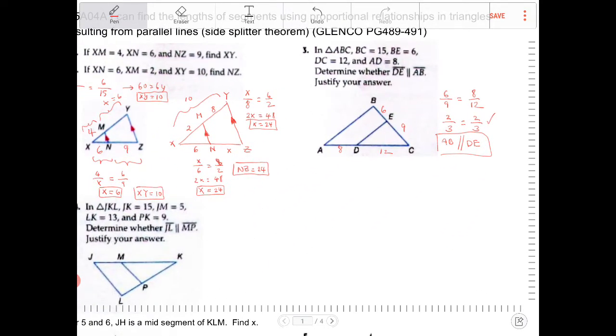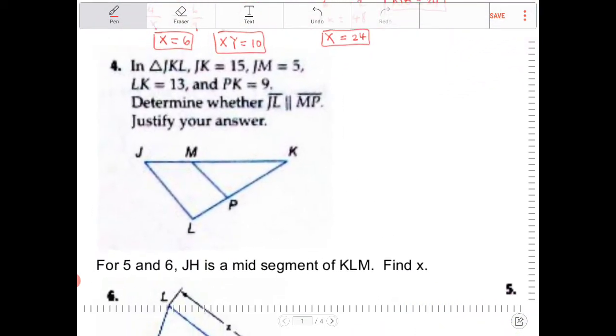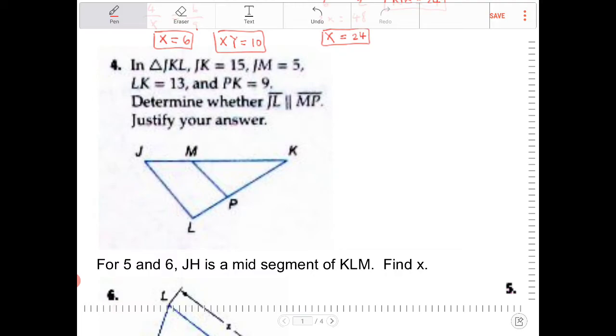Based on the side splitter theorem. In triangle JKL, JK is equal to 15. JM is equal to 5. So if JK is 15 and JM is 5, then MK must be 10. LK is equal to 13. PK is equal to 9. If LK is 13 and PK is 9, then LP therefore is 4.